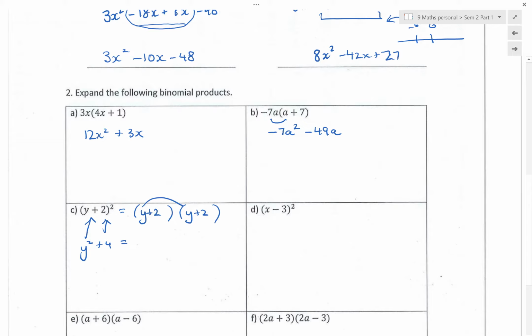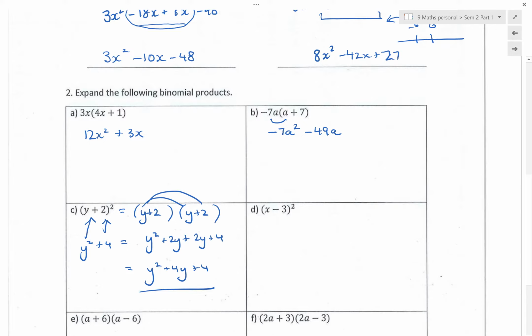Okay, now y times y is y squared. y times 2 is 2y, plus 2y, plus 2 times 2 is 4. So it's y squared plus 4y plus 4. That's done.